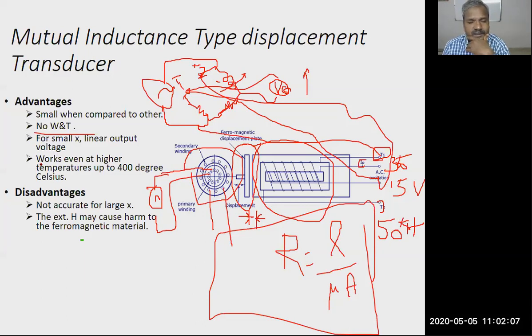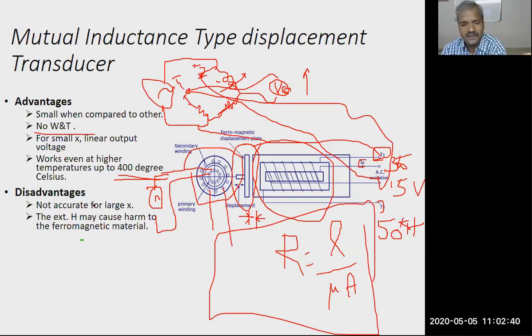This type of transducer works even at very high temperature because the coil inductance is not affected by temperature in degrees Celsius. The eddy current transducer alone is affected by temperature. So that is the major advantage here. This can be used for very high temperature also.